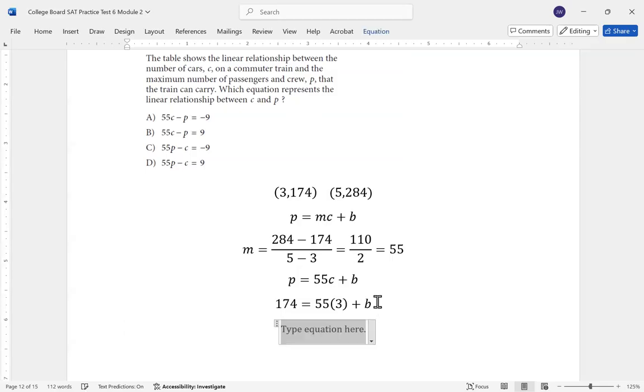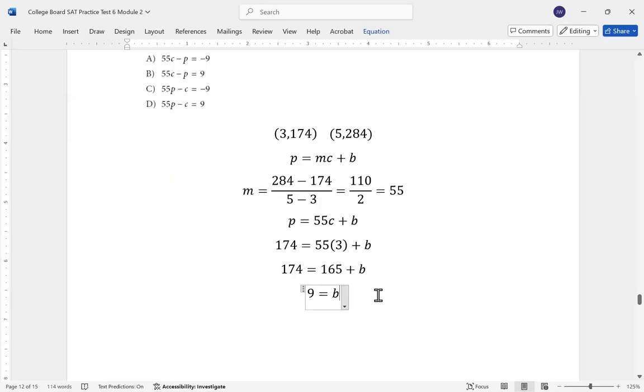3 times 155 gives me 165. So I get 174 is equal to 165 plus B. Subtracting 165 from both sides gives me 9 is equal to B. And so we get the equation that says P is equal to 55C plus 9. Now that's not quite what we have over here.